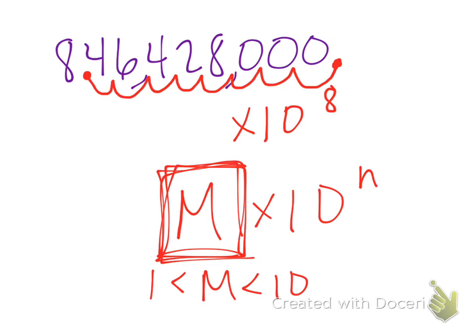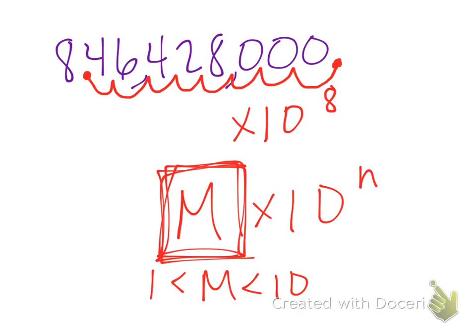And is it a positive 8 or a negative 8? Positive 8. The number we started with, 846,428,000, is larger than 10, which means we have a positive exponent. That's always how it works. I'm not going to teach you move to the left is positive, move to the right is negative. I don't do that. The bigger the number means a positive exponent. A number smaller than 1 means a negative exponent.